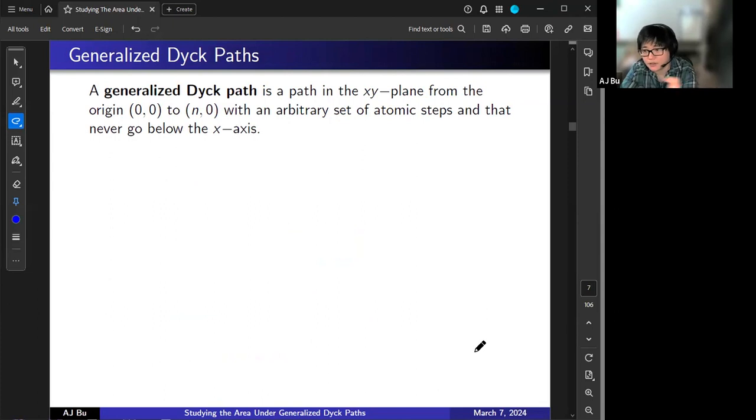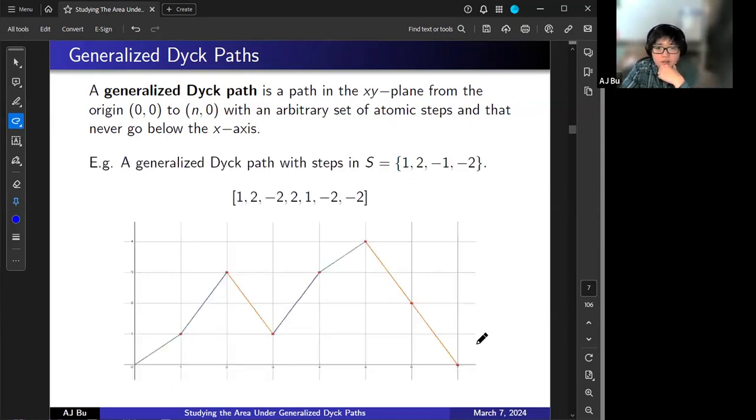So Dyck and Motzkin paths are obviously examples of generalized Dyck paths, right? But our set of steps was (1,1), (1,0), and (1,-1). But now we can go up and down by more than 1 unit if we want, for example. So this is an example of a generalized Dyck path with steps given by the set {1, 2, -1, -2}. An example of a path would be going up 1 unit, then going up 2 units, going down 2 units, going up 2 units, going up 1 unit, going down 2 units, and then going down 2 units. So that is an example of a generalized Dyck path with steps given by the set.